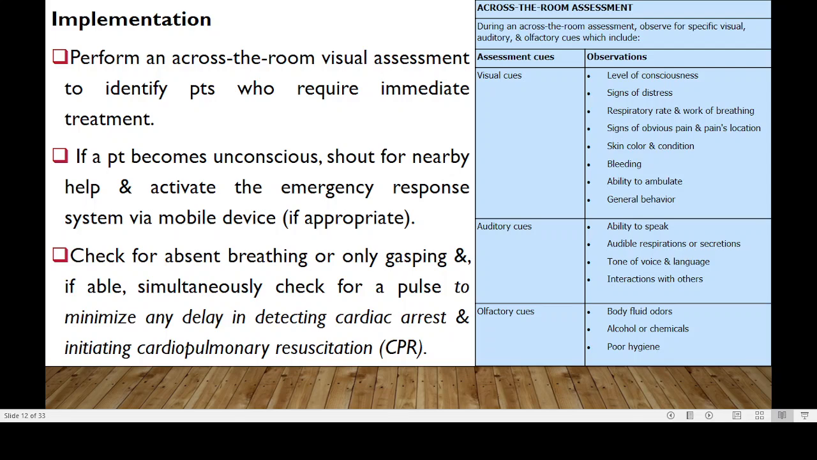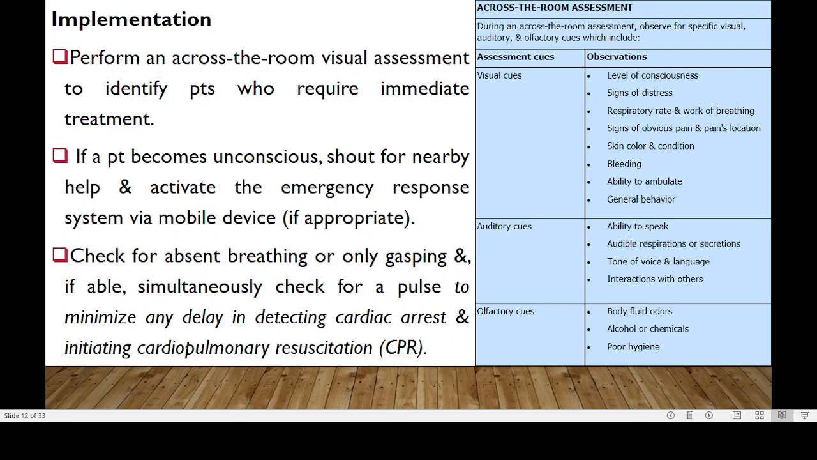In the implementation part of the triaging, you have to perform an across-the-room assessment just to identify patients who require immediate treatment. During the across-the-room assessment, you need to observe for specific visual, auditory, and olfactory cues, which include the visual ones. We have the level of consciousness of a patient, signs of distress, respiratory rate and work of breathing, signs of obvious pain and the pain's location, skin color of the patient, bleeding, ability to ambulate, and general behavior.